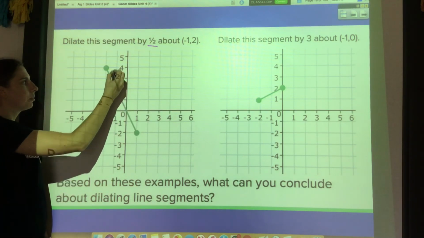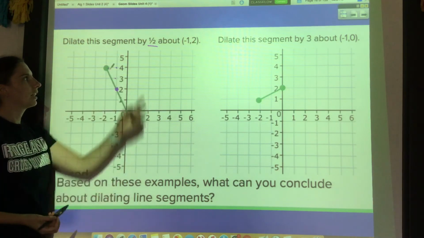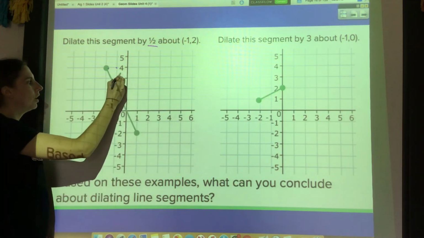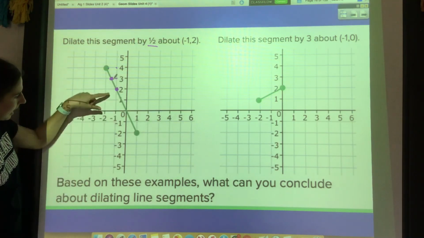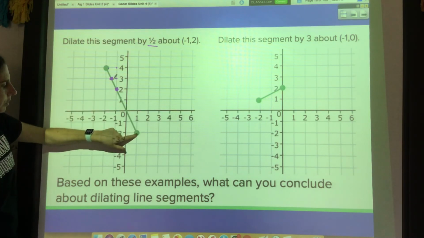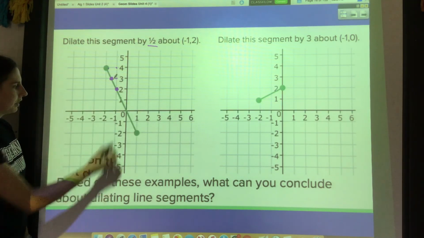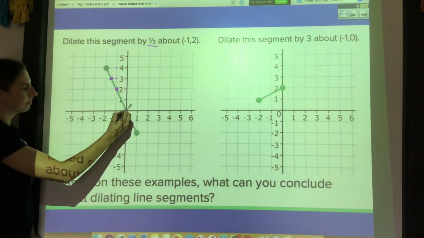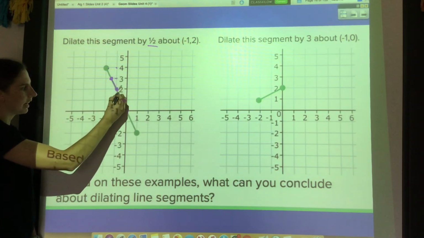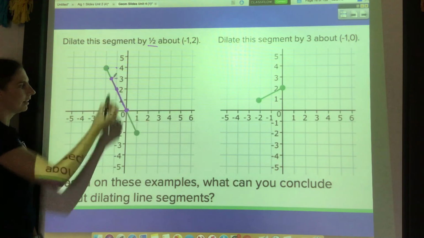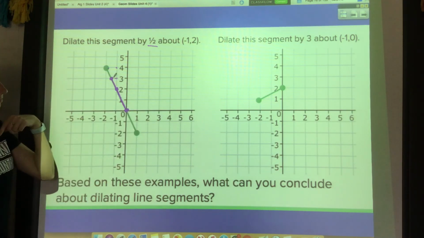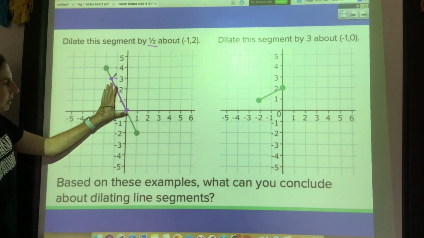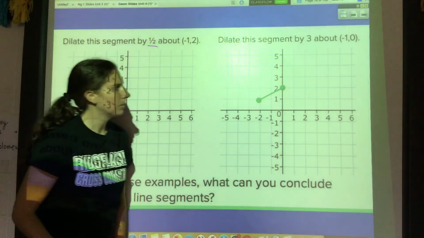So instead of going up 2 over 1, I'm just going to cut that in half and go up 1 over 1/2. So that's the new endpoint. And instead of going down 1, 2, 3, 4 over 2, I'll cut that in half and go down 2 over 1. So you can't just guess, you do need to count and do some math. But there's my new segment, which is half as big as this one. Notice it's not quite in the middle because the center of dilation wasn't in the middle.